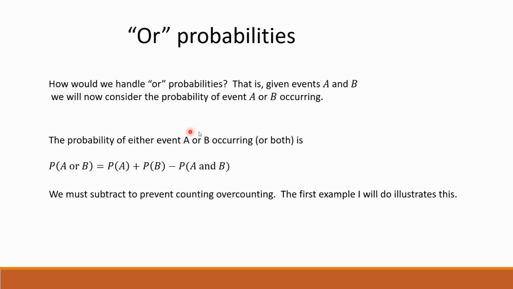So when you say event A or B occurring, you are taking into account both occurring, but we do subtract this to avoid overcounting. Because what's in here will be counted already by the sum. You don't want to count it more than once. So that's why we subtract.